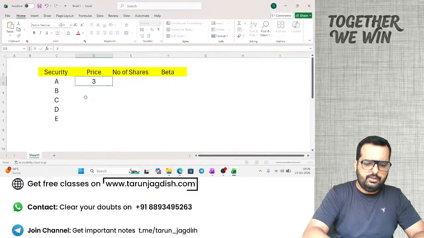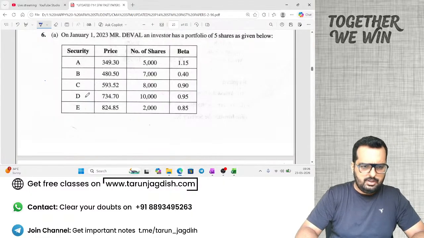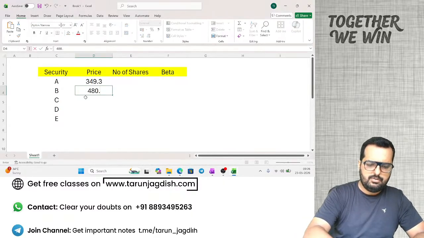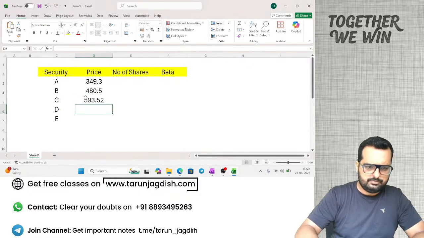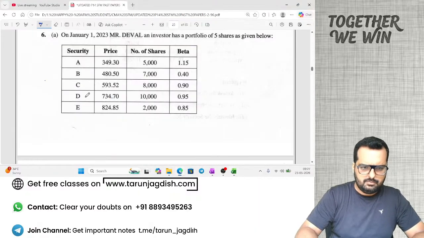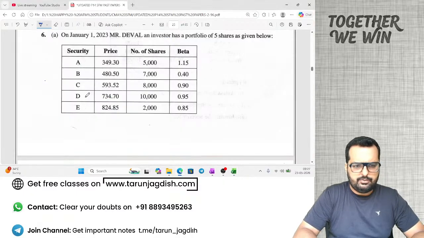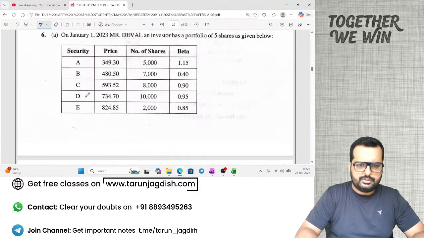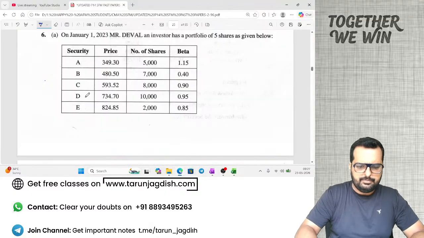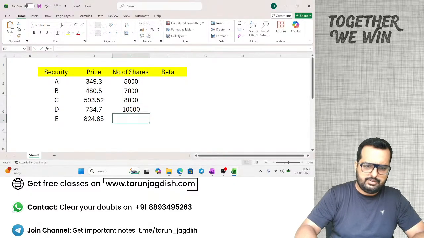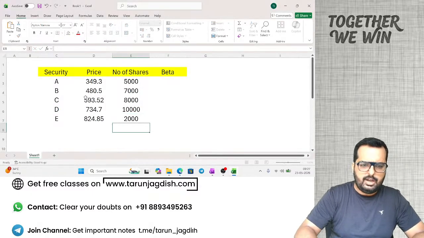Price is turning out to be 349.3, 480.5, 593.52, 734.7, 824.85. Number of shares over here will be 5,000. Then you have 7,000. Then you have 8,000. Then you have 10,000. The last one you have 2,000.